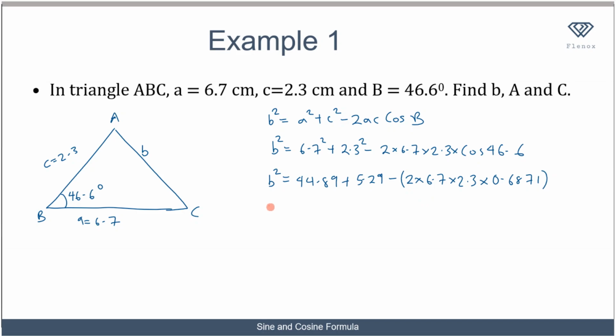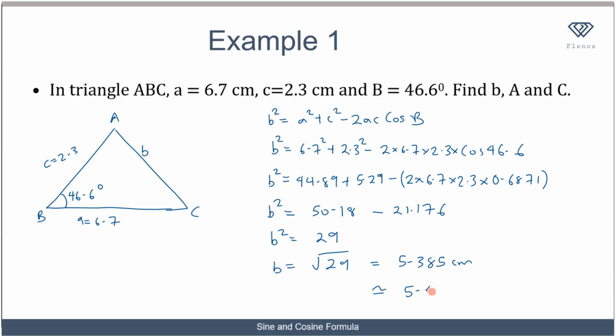0.6871. Now when I add this together, B squared is equal to 44.89 plus 5.29, which gives me 50.18, then minus 2 times 6.7 times 2.3 times 0.6871, which gives me 21.176. So B squared is equal to this minus this, which gives approximately 29. So my B will just be the square root of 29, which is 5.385. So that will be 5.385 centimeters. Or since the other lengths are in one decimal place, I can round it to one decimal place, and that will be 5.4 centimeters.